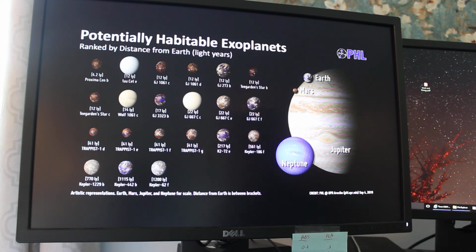Of the 4,000, these are the ones that are most likely to be very much Earth-like. And we think if it's Earth-like, it's probably going to have life on it. All right, that's it for the exoplanets.